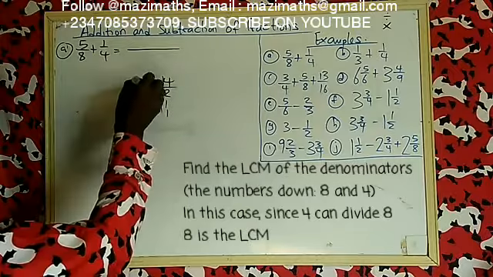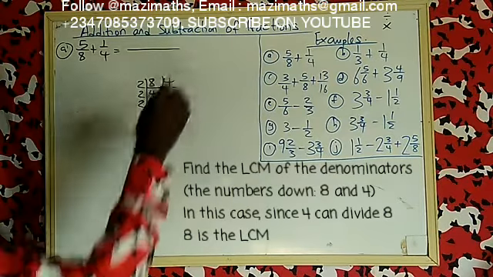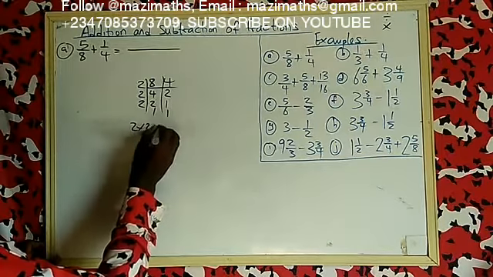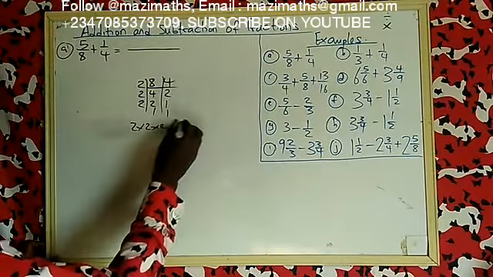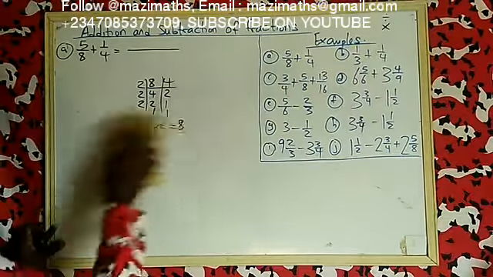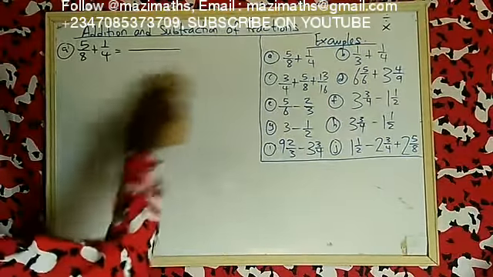Are you getting me? Now you're going to multiply all these numbers we used to divide 8 and 4 together. Now let's multiply. We have 2 times 2 times 2. 2 times 2, 4. 4 times 2, 8. So can you see, 8 and 8? So that is how you look for LCM.